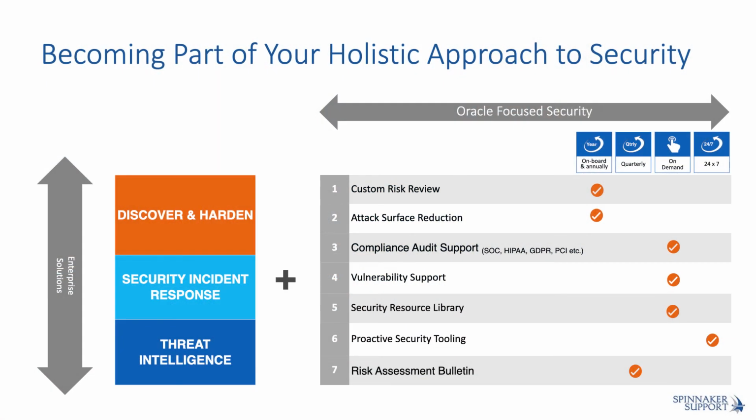The bigger threat we see for companies is external parties that attempt to fool authentication protocols to wreak havoc and install ransomware. And this applies to OSs, databases, and middleware. It's complex, but not unsolvable. Spinnaker Support takes a holistic 7-step approach to help companies secure and harden their systems: a custom risk review, an attack surface reduction, compliance audit support, vulnerability support, a security resource library, proactive security tooling, and a risk assessment bulletin.